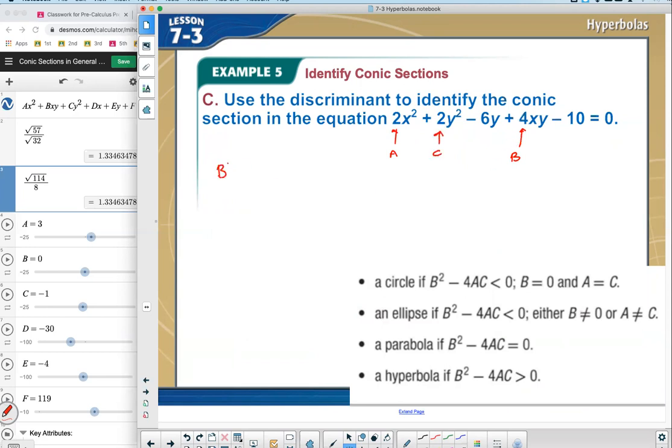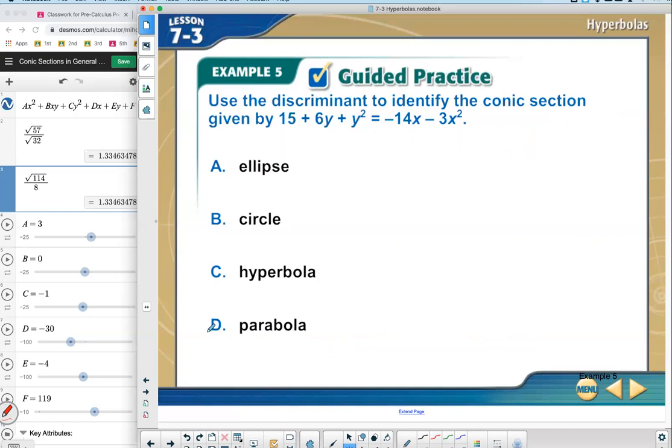So it would be B squared minus 4AC. 4 squared minus 4 times 2 times 2. 4 squared is 16. 4 times 2 is 8, times another 2 is 16. That equals 0. 0 equals 0, and so it's a parabola. So there's using the discriminant. You can use the calculator if you so desire, but here's your DOL number 5.